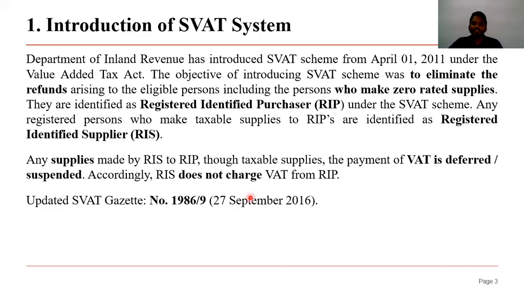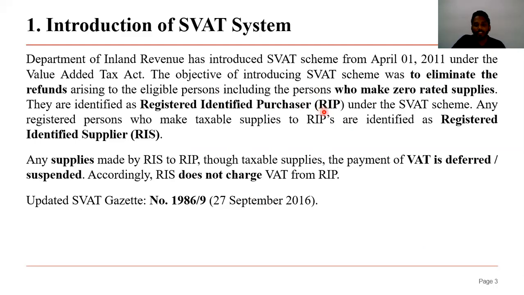Here it basically explains the SVAT system and how it eliminates the refund situation. Basically, exporters and zero-rated suppliers can register as RIP. Exporters normally can register as RIP. How are they registered as RIP?